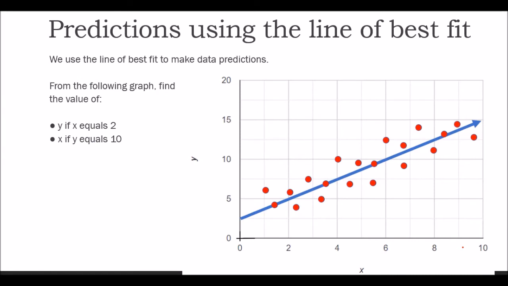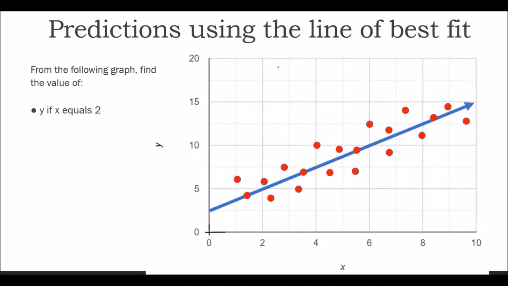So let's make predictions. The reason why we have the line is you're trying to make a prediction of the data. So you're actually using the line to figure out certain bits. So let's say, for example, what is the value of y if x equals 2? And what is the value of x if y equals 10? So remember, if you're looking at your axes, this is your x, this is your y. Always. On the x is the horizontal, on the y is the vertical. So we're going to try and make some predictions. So let's start with the first one.